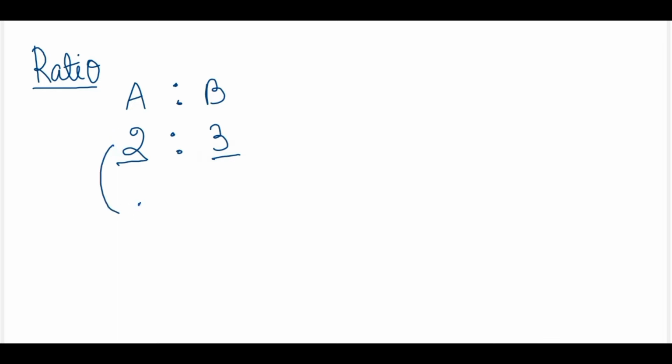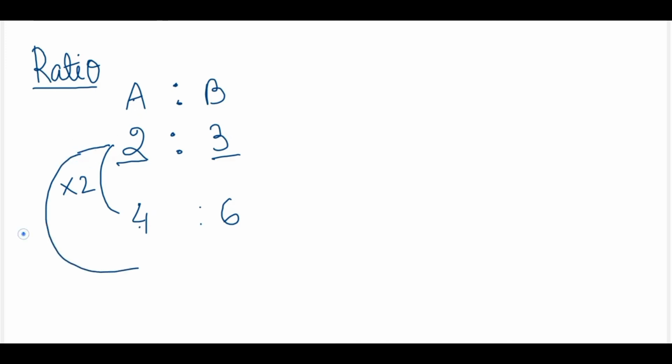Now if I make it, let's say 4, how do I make it 4? By multiplying by 2. 2 into 2 is 4. So now A becomes 4, then B will become how much? 6, because whenever we multiply here with 2, we are going to multiply 2 on the value of B. So this is how the concept of ratios goes.